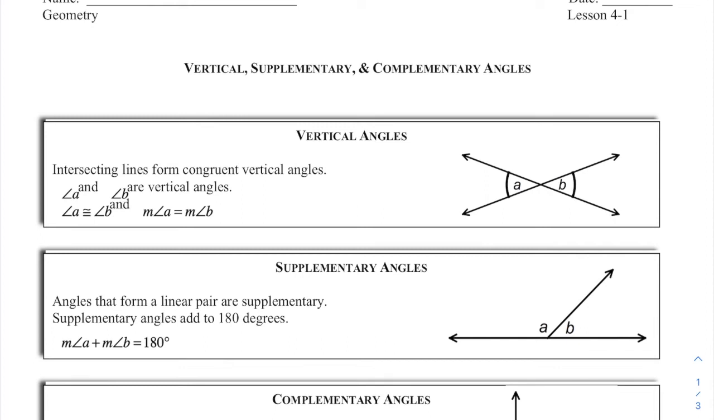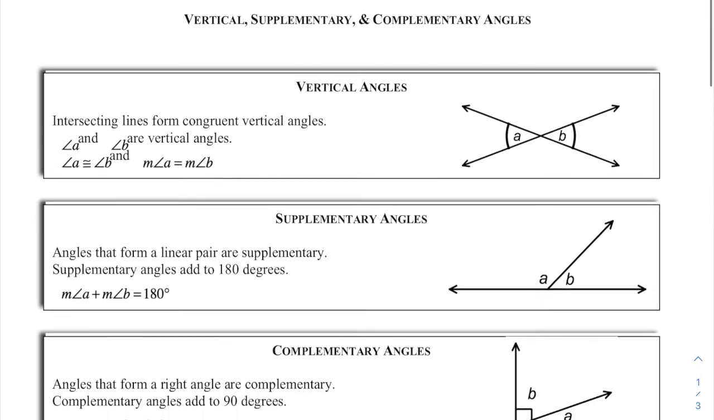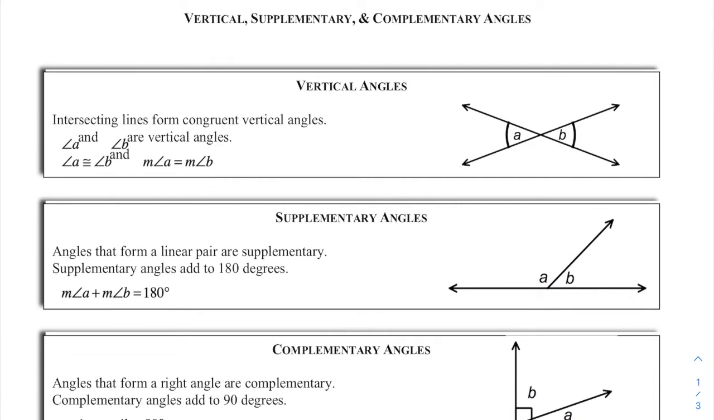Okay, so the first lesson of this new unit is dealing with vertical, supplementary, and complementary angles. This unit deals a lot with angles and triangles. A lot of these first vocabulary words you should know already from previous math years. The first one would be vertical angles.